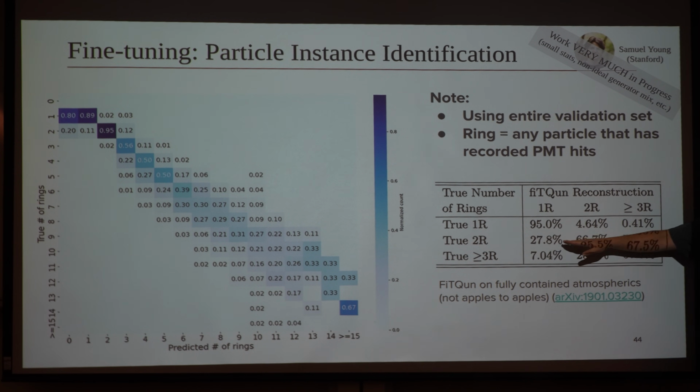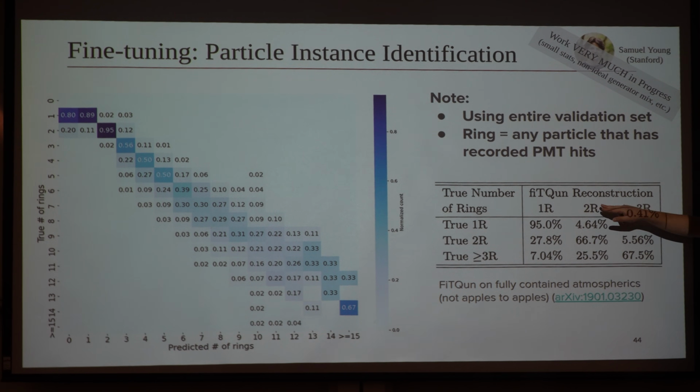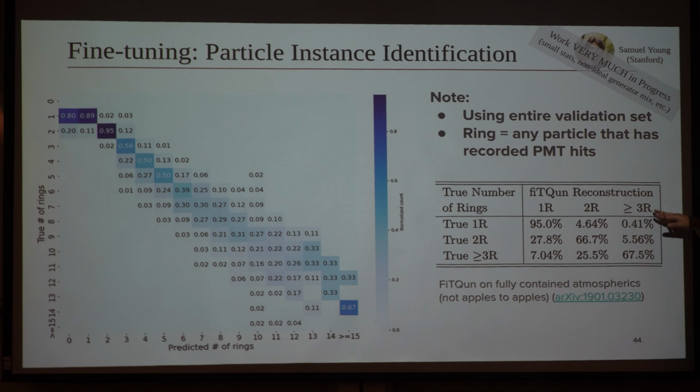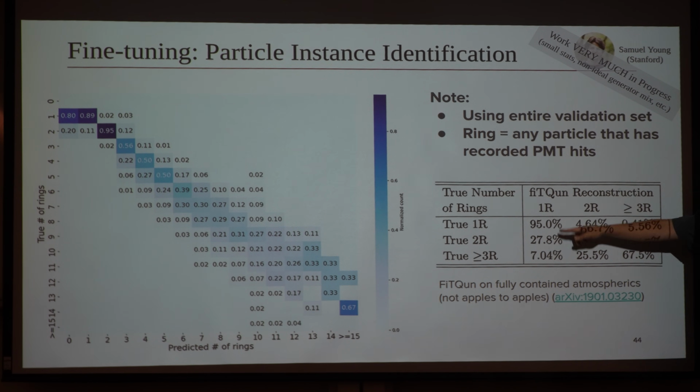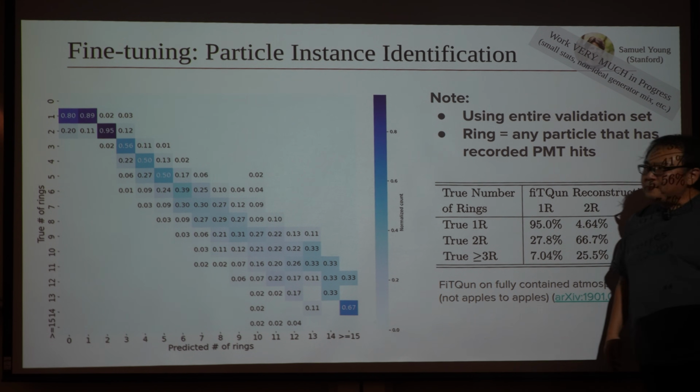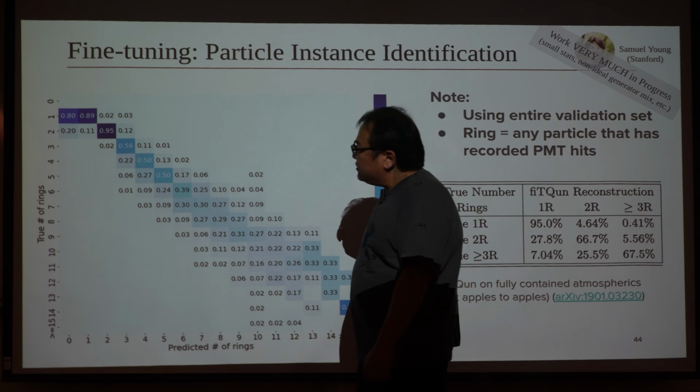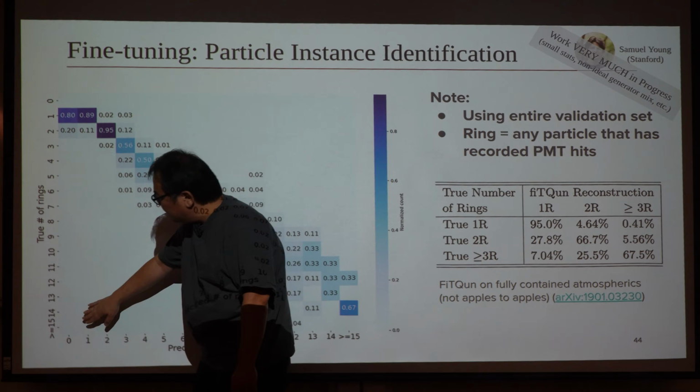For two rings, about 30% are seen as one ring by this algorithm, so it cannot resolve them. 66%, about two-thirds, are correctly recognized as two rings, and about 5% as three or more rings. If you have three rings, then 7% are interpreted as one ring, 25% as two rings, and about 67% as three rings. This is super preliminary results, but it shows you normalized on this axis.